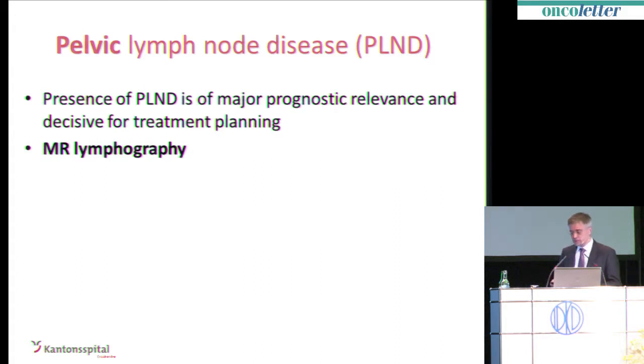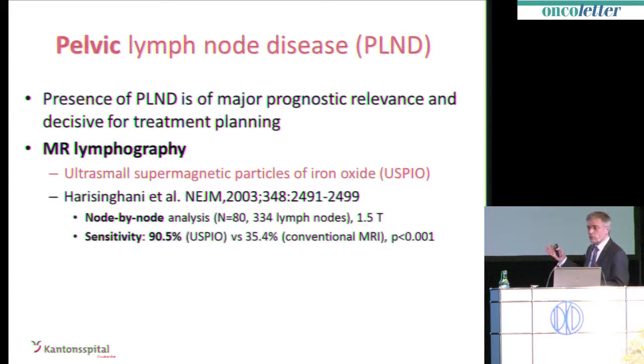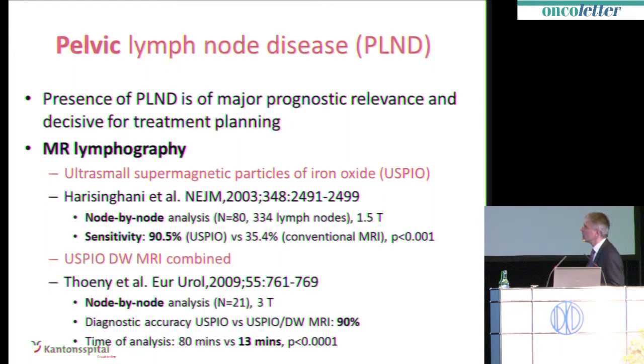MR lymphography, that's a hot topic as well, I think also in your societies. And you have probably all heard of these nanoparticles. They so far haven't made it into clinic. But there has been a paper in 2003 which actually could show that the sensitivity is increasing using these nanoparticles compared to conventional MRI. And if you combine it even with the diffusion weighted, it's a small series, you probably do not do better in terms of accuracy, but you speed up your time in detecting these lymph nodes, which could be of advantage using all these new technologies.